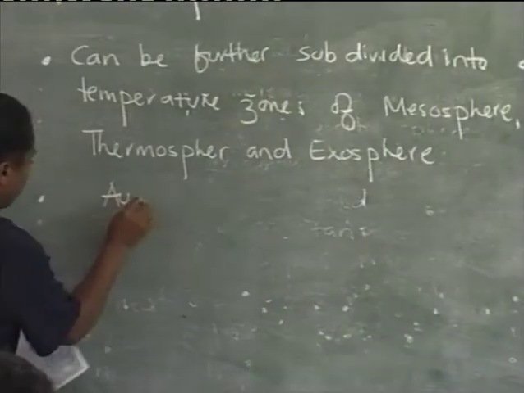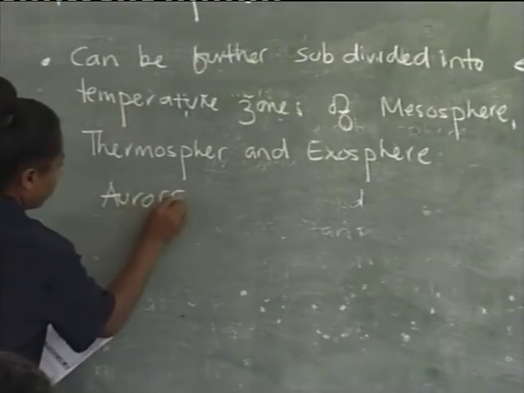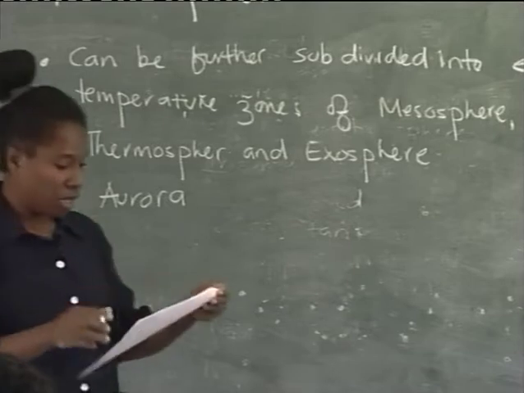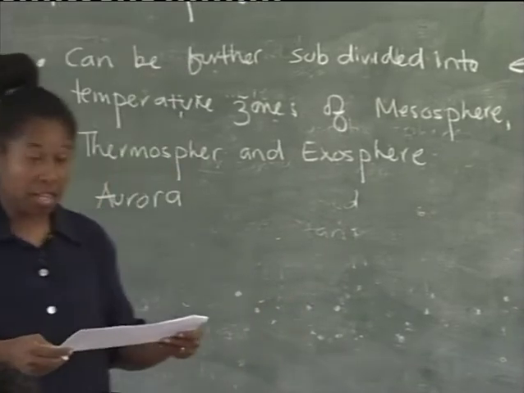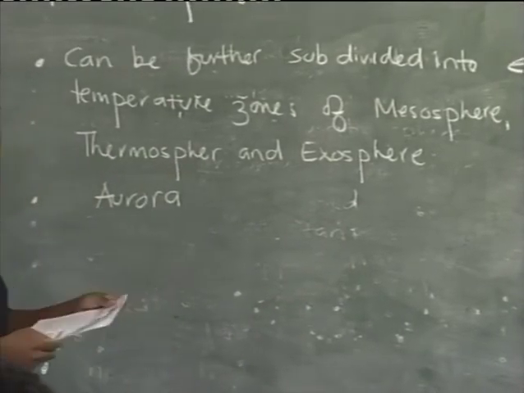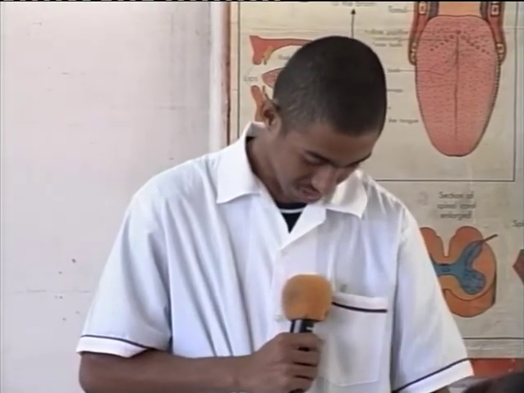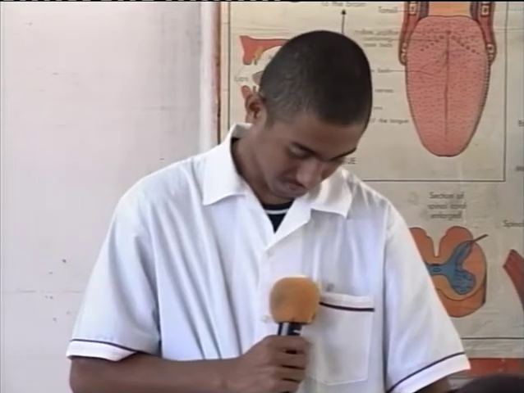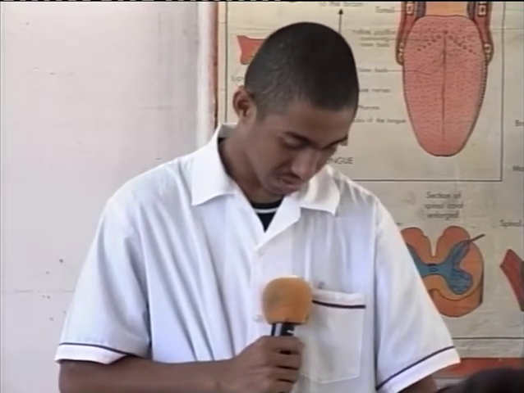Okay, we'll include that, and the aurora would be another one we can include. And Ovio is going to explain what the aurora is. The aurora is referred to as the northern lights. They extend up to about 1,000 kilometers.